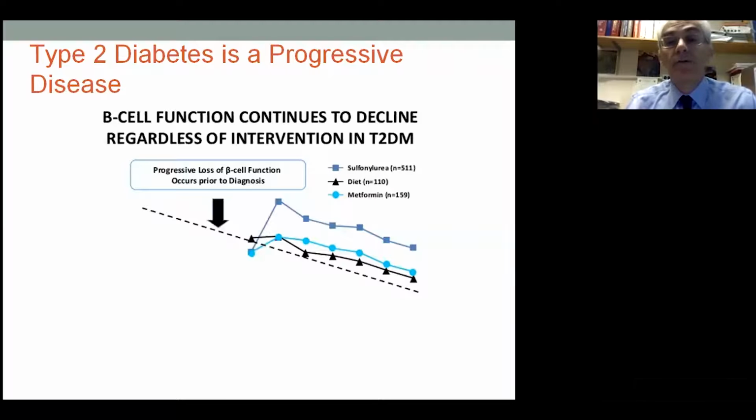As I mentioned before, type 2 diabetes is a progressive disease. This is a simple graph. As time goes by, irrespective of treatment, whether patients are treated with diet, the black line, or metformin or sulfonylureas, as years go by, the pancreas slows down and there is a progressive loss of beta cell function.